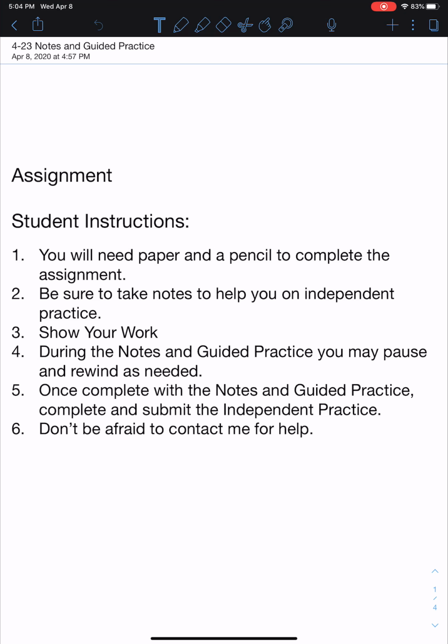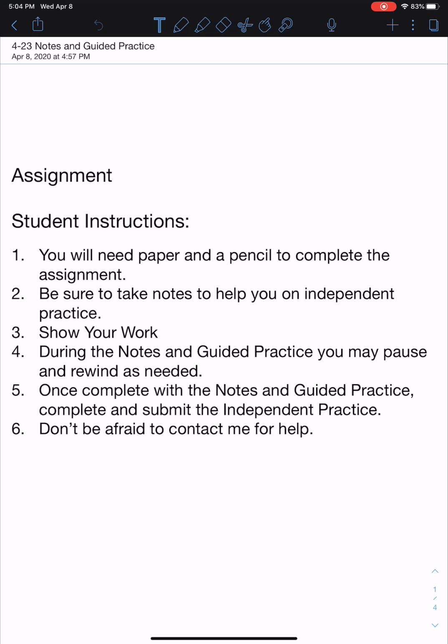You're going to need paper and pencil to complete the assignment. Be sure to take notes to help you on the independent practice. Show your work, and during the notes and guided practice, you may pause and rewind as needed. Once completed with the notes and guided practice, complete and submit the independent practice. Do not be afraid to contact me for help.